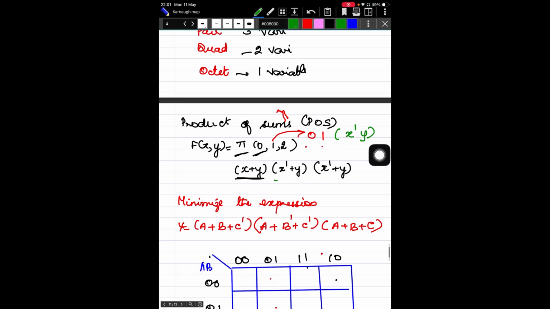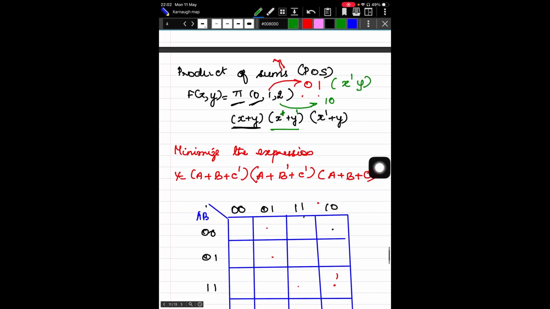In the case of product of sums, how have you written it? It will be written as x plus y dash. If there's a mistake over here, that will be x plus y dash. A 0 is taken as a true variable and a 1 is taken as a complemented variable. What is the last one? The last one is 2. What is the binary equivalent of it? 1, 0. How will you write it in the sum of products form? x y dash. In the product of sums form, how would you write it? x dash plus y.